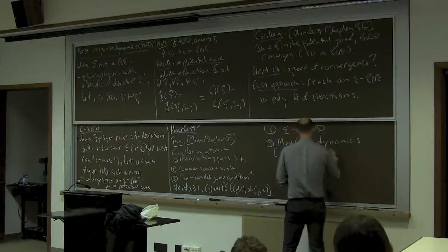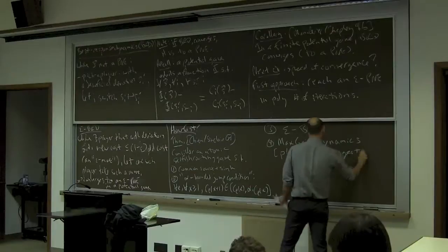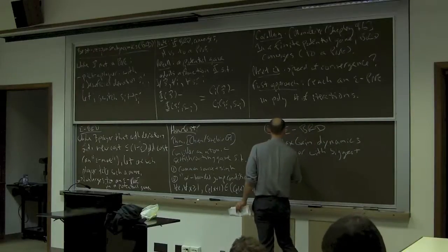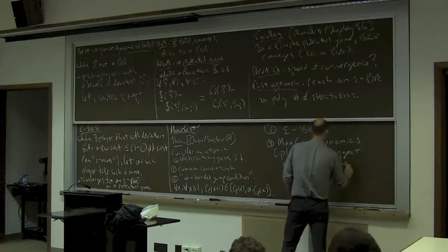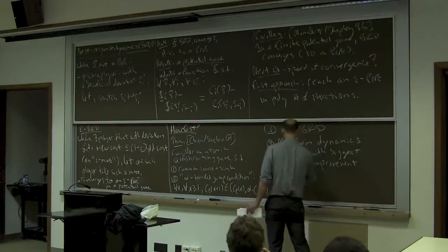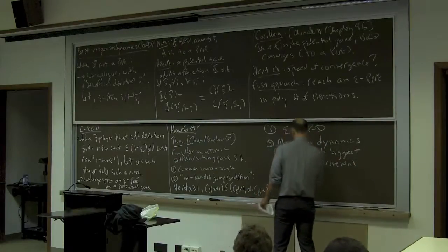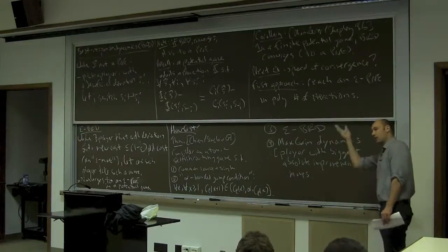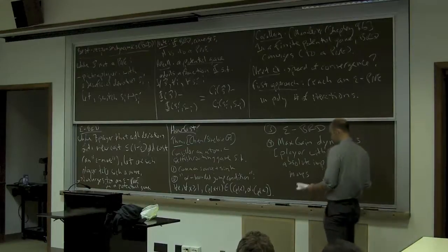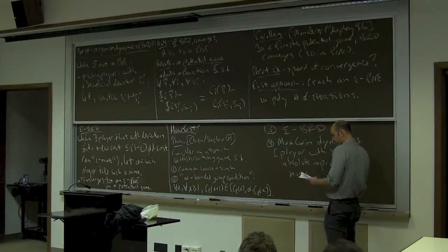So the player with the biggest absolute improvement moves. And moreover, I ask that that player indeed chooses the strategy that realizes that maximum possible decrease. Okay? So the player with the biggest drop will pick its best response. All right?